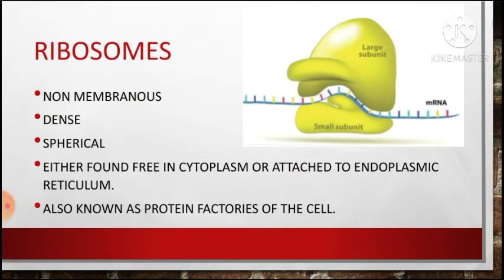The next topic is ribosomes. Ribosomes are non-membranous, dense, spherical organelles either found free in the cytoplasm or attached to the endoplasmic reticulum. The main constituents of ribosomes are RNA, ribonucleic acid, and protein. They take part in protein synthesis, hence are often referred to as the protein factories of the cell.